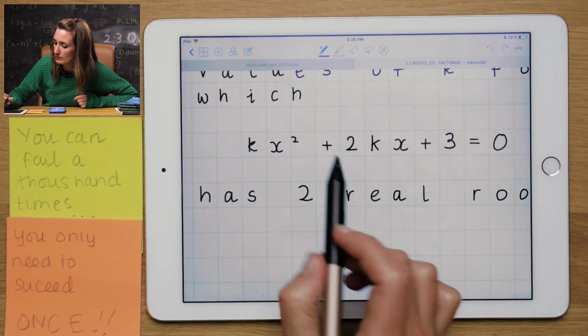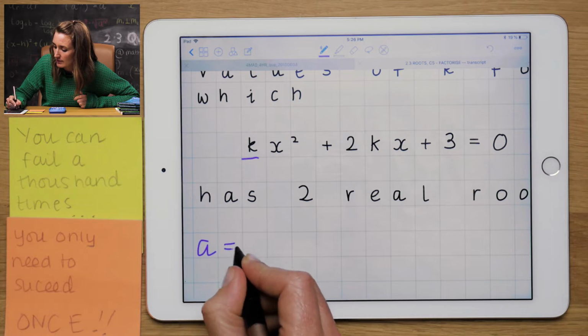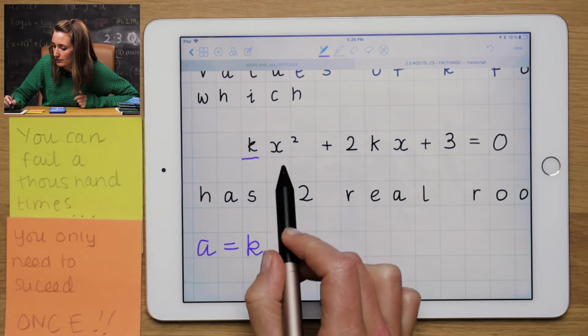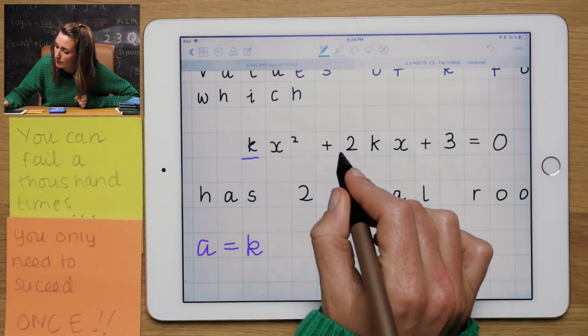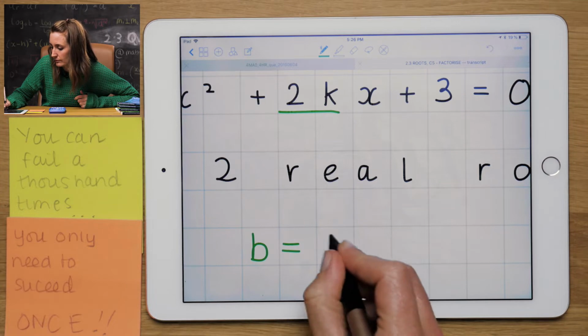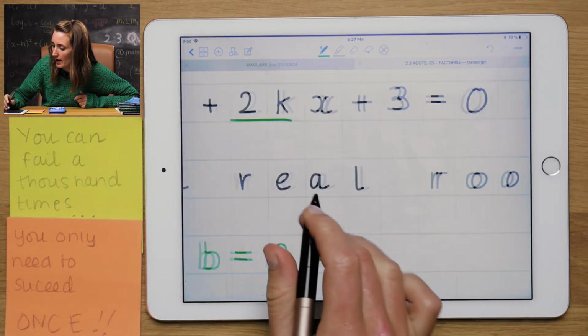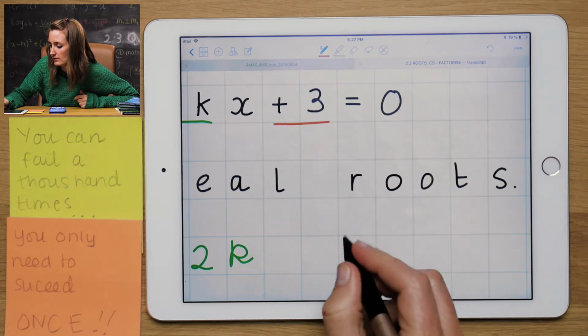The first thing you need to be able to do is look at the equation and identify the a, b, and c. The a will be in front of the x squared. The b will be in front of the x. And the c will just be a number or a letter on its own.